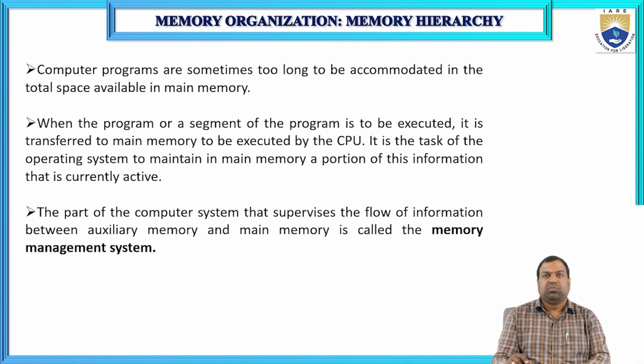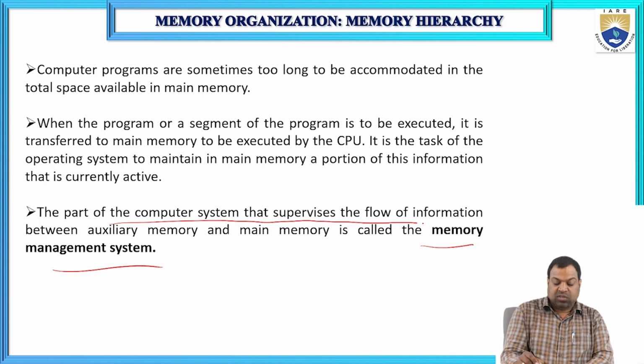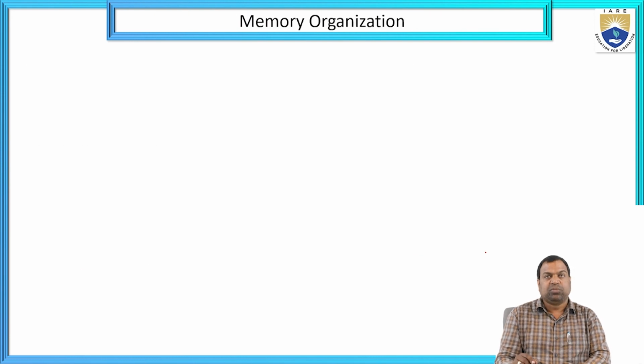Computer programs are sometimes too long to be accommodated in the total space available in main memory. When the program or a segment of the program is to be executed, it is transferred to main memory to be executed by the CPU. It is a task of the operating system to maintain in main memory the portion of this information that is currently active. The part of the computer system that supervises the flow of information between auxiliary memory and main memory is called the memory management system.